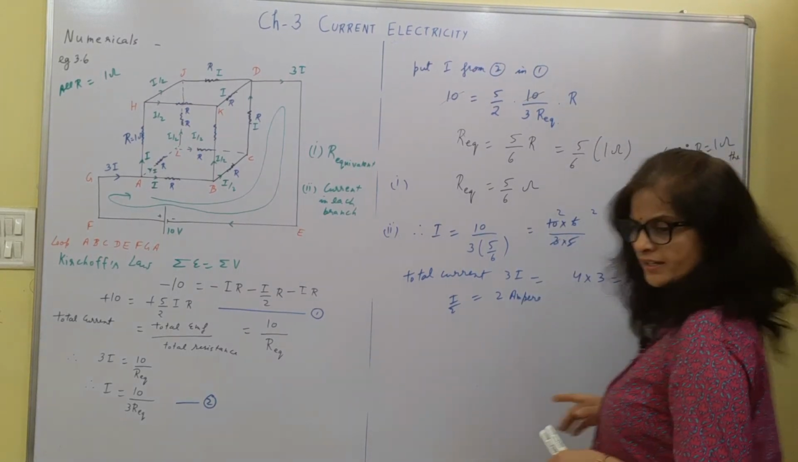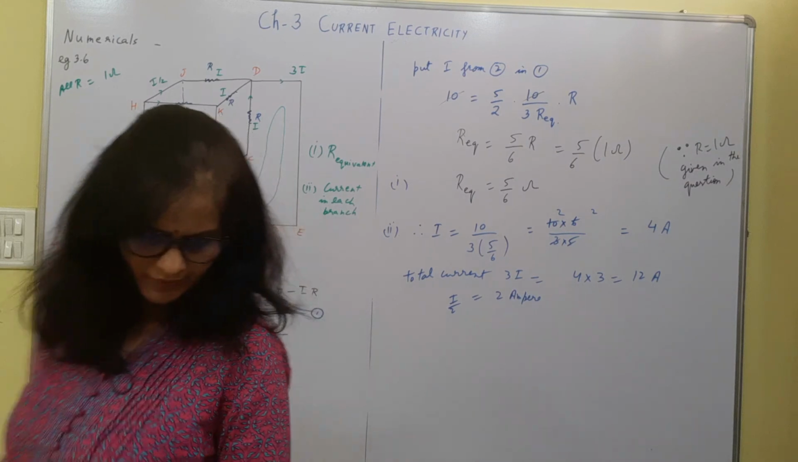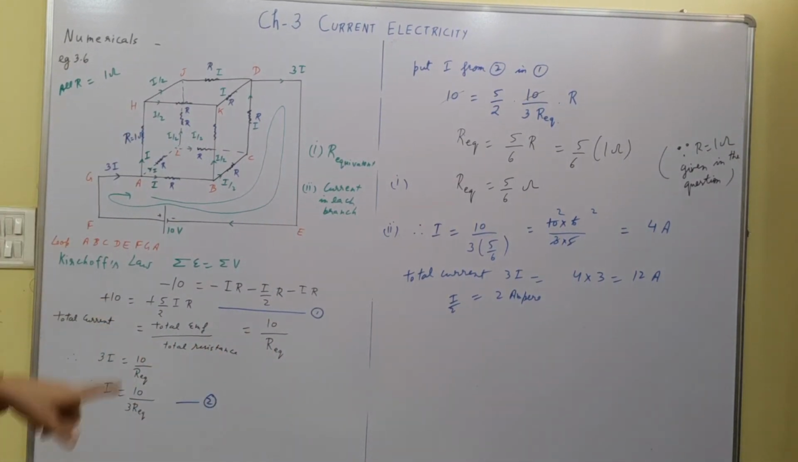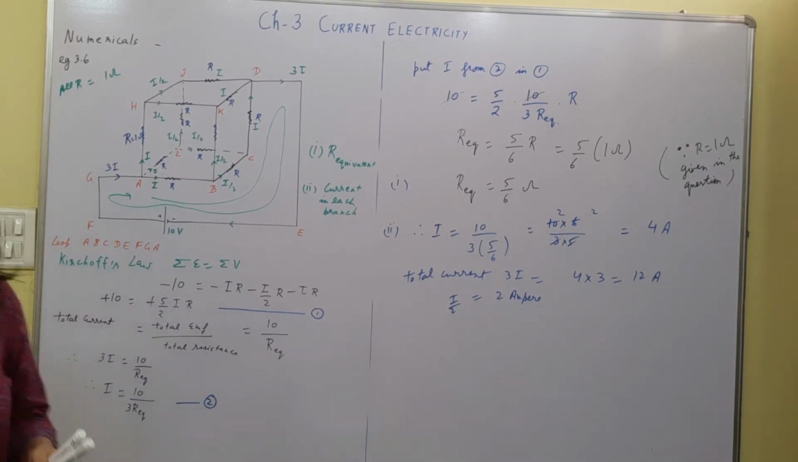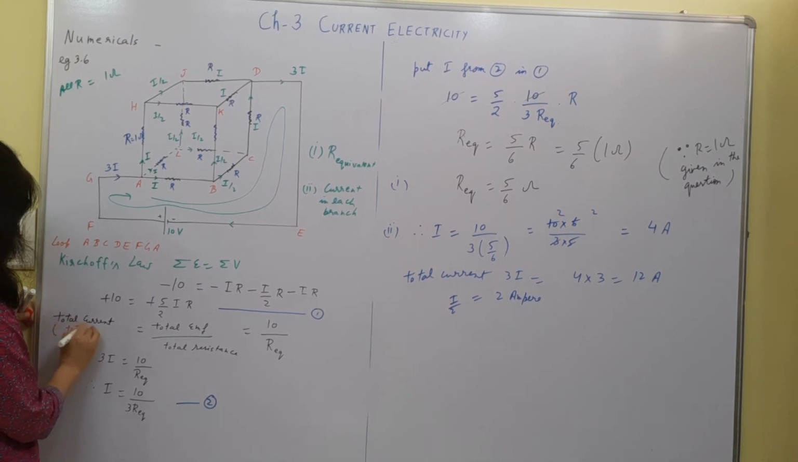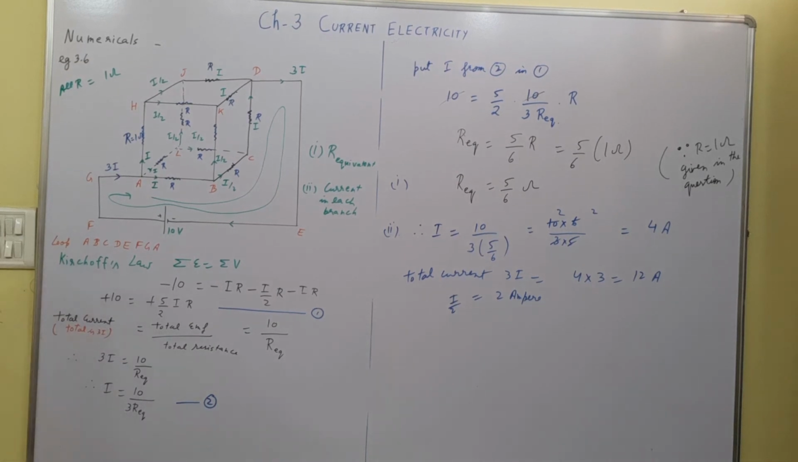So whatever we had to find, we have already calculated: the currents in the respective branches and the equivalent resistance. I hope you understood this. We simply have applied Kirchhoff's law over here. The only thing which we have to keep in our mind is that here the total current is 3I. This is the place where there are chances of mistake, right? So be very careful.